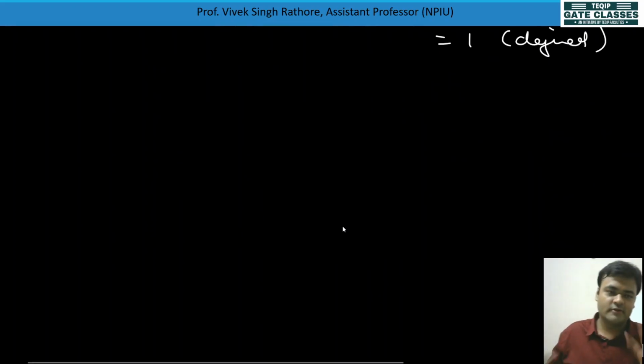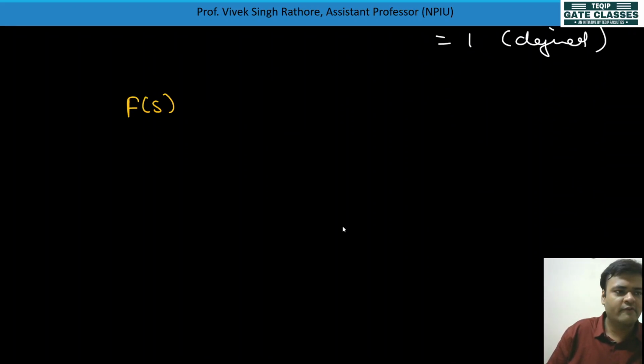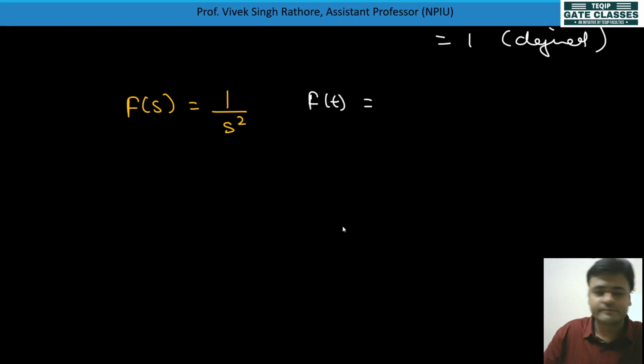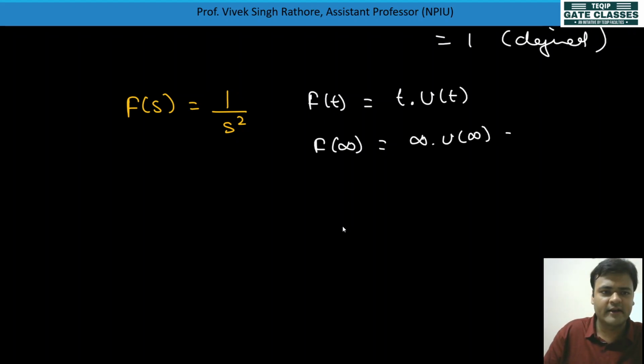Now you should understand what I was about to tell you. F of s is equal to 1 by s square. Now you find f of t. So f of t will be your r of t, or can be written as t into u of t. If I ask you for f of infinite value, you'll say infinite into u of infinite will be infinite. Is it a defined value? Not defined. It is not defined.